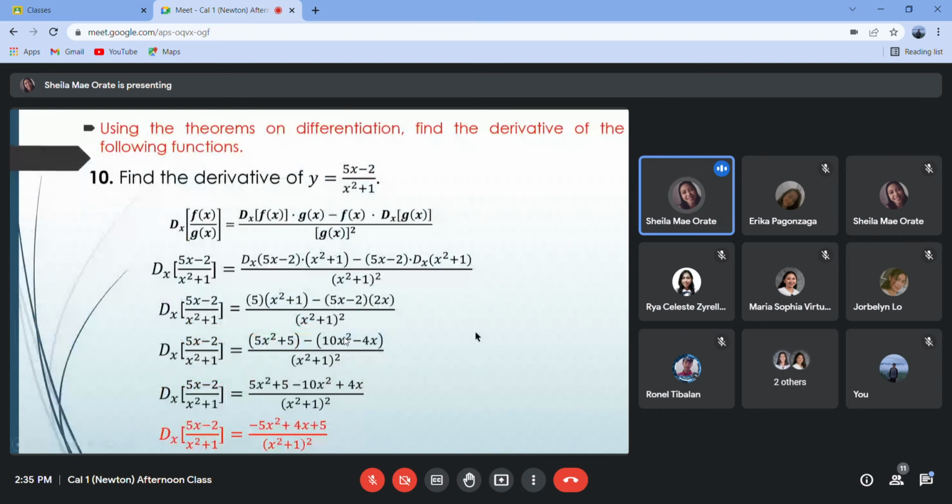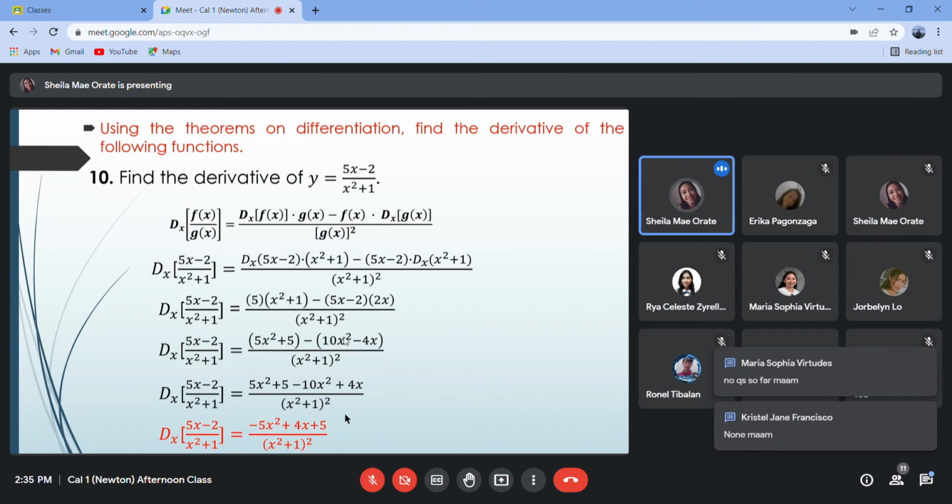Pwede na i-simplify ang denominator. It's okay i-simplify ninyo, okay lang din na hindi ninyo i-simplify, depende sa instruction ninyo. Okay, nag-gets na ninyo? Do you have any questions with regards to the basic theorems on differentiation? So, mag-proceed na tayo sa derivatives.